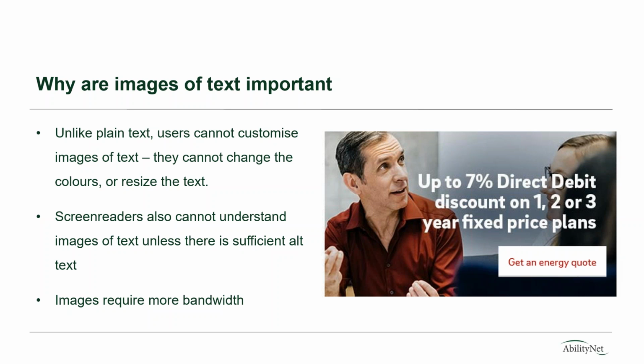So here on the right hand side we've got an example of an image of text. Now we look at this in a separate webinar on images, but the issue here is that the information within this image, up to 7% direct debit discount, is not available any other way. So if a user cannot see that image, that information is not stored in another way on the page. So users who cannot perceive visually will miss out on that information.